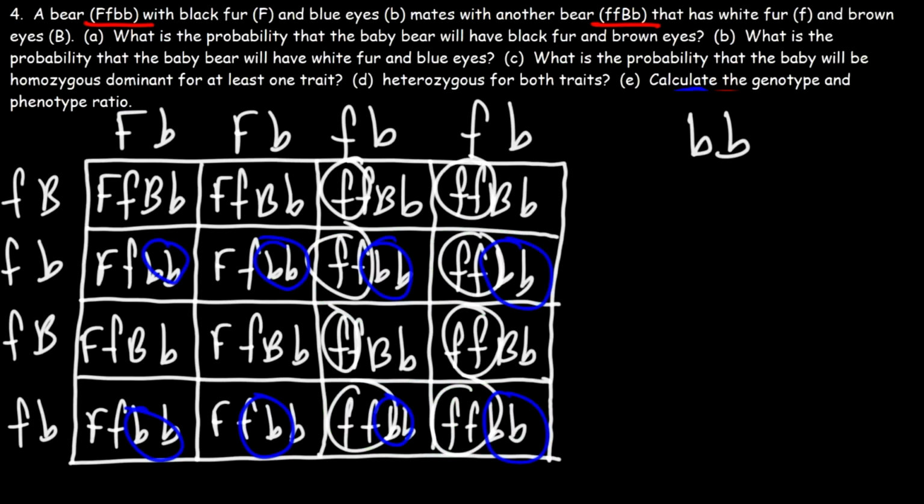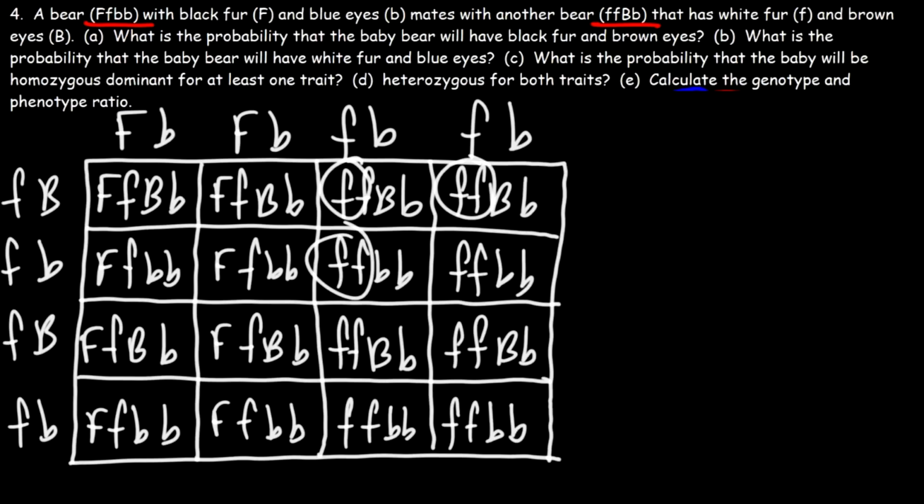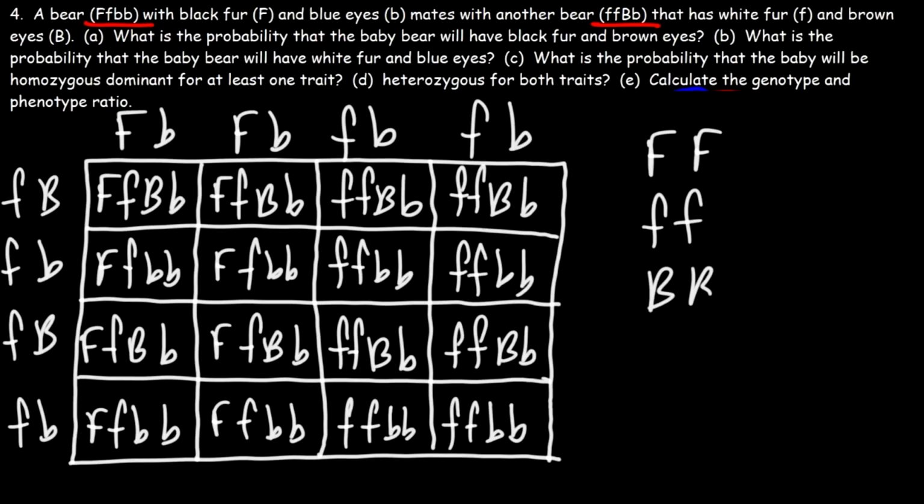So what is the probability that the baby will be homozygous dominant for at least one trait? So let's think about what that means, homozygous dominant. That means that they have to have the same alleles, either big F, little f, big B, little b. Now, those are the homozygous genotypes. Now we want the dominant ones, not the recessive ones, so we can eliminate these two. So we either want big F and big F or big B and big B.